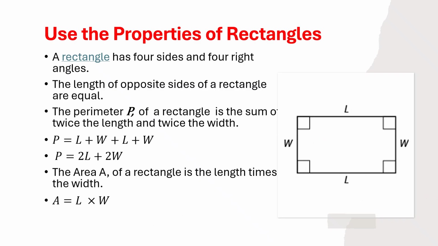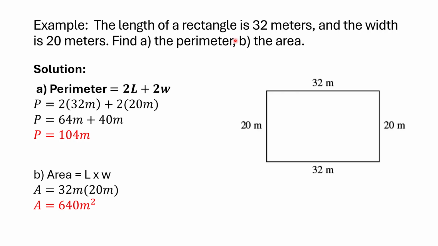For example, if you are given the length of a rectangle as 32 meters and the width of it is 20 meters, then to find the perimeter and the area, we have to use this formula. The perimeter is just twice the length plus twice the width. So substituting the given, the length is 32 meters times 2 plus the width, which is 20, then times 2. So we get 64 plus 40, and the unit is in meters, so we have the perimeter equal to 104 meters. So as shown in our illustration here.